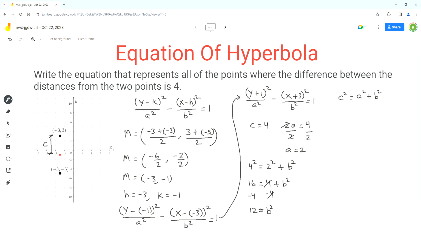So the final answer should be (y plus 1) squared over a squared, which is 2 squared, which is equal to 4, minus (x plus 3) squared over b squared, which is equal to 12, equals 1. So this should be the final answer for the equation of this hyperbola.